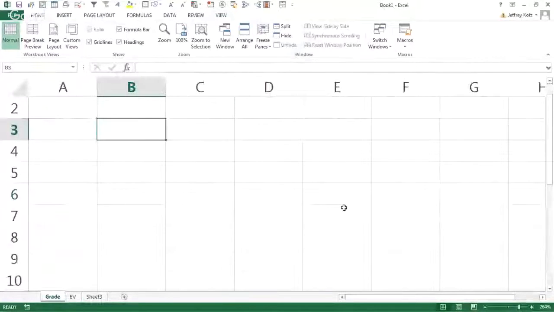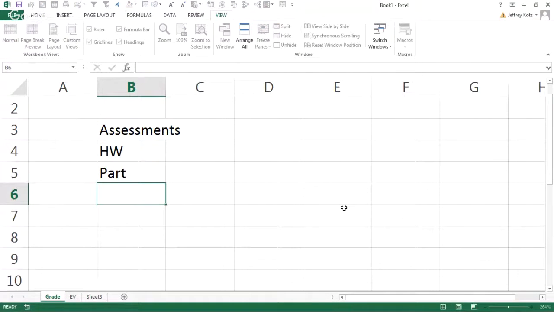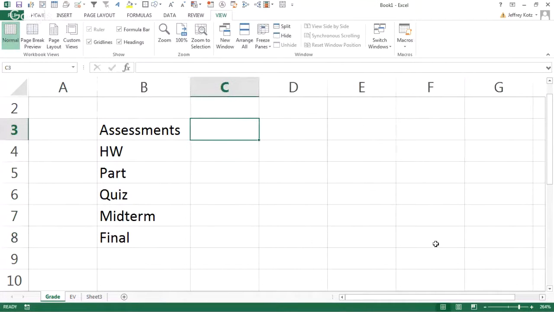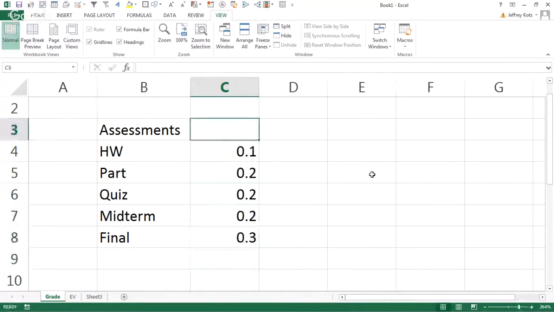So first of all, if you're going to try to calculate your grade for this particular class, you have to realize that there are a number of different things which go into your grade. There are 5 assessments: your homework grade, your participation grade, your quiz grades, your midterm grade, and your final grade. Each of these has a different weight: homework is worth 10% of your grade, participation is worth 20%, quizzes are worth 20, midterm is worth 20, and your final is worth 30. These are all either weights or relative frequencies.